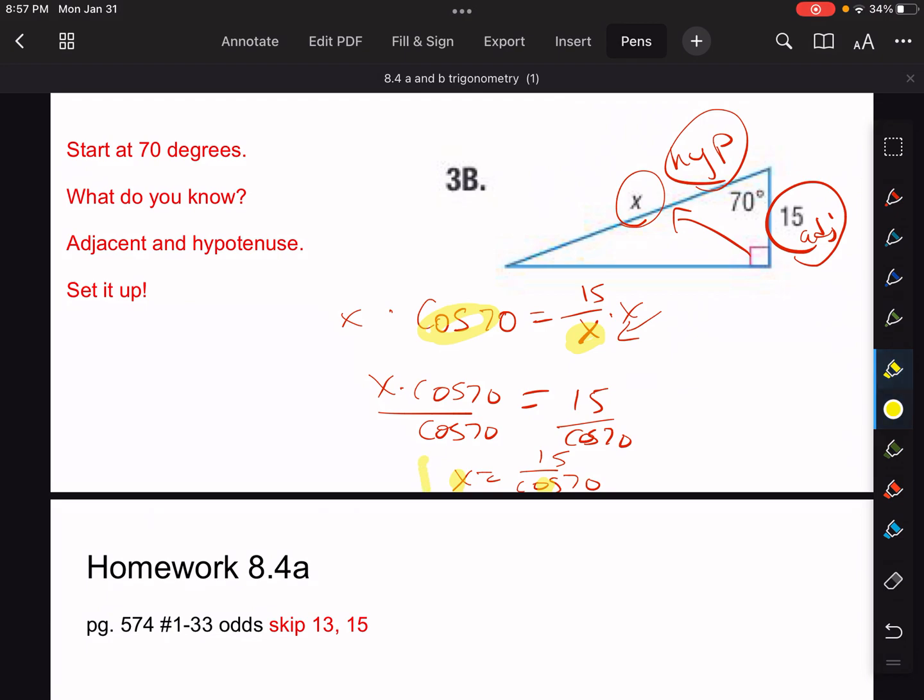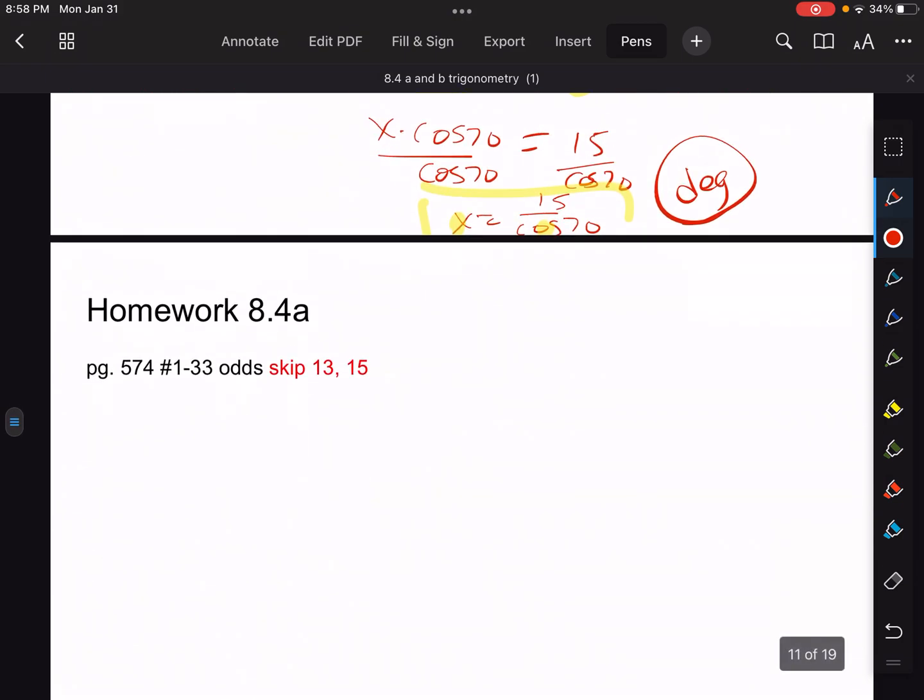And anyway, whatever you get for that answer, that'll be the correct answer, as long as you're in degree mode on your calculator. Make sure you're not in radian mode, and you'll get the right answer for that one. And by the way, to approximate that, you know that that's the hypotenuse that you're searching for, so you'll know that it'll definitely be bigger than 15. So when you do that, you should be getting something bigger than 15.